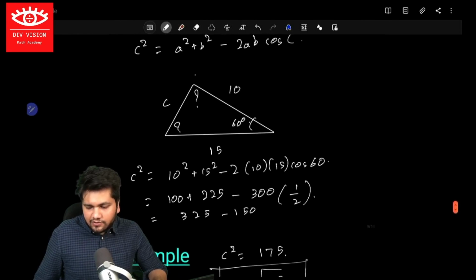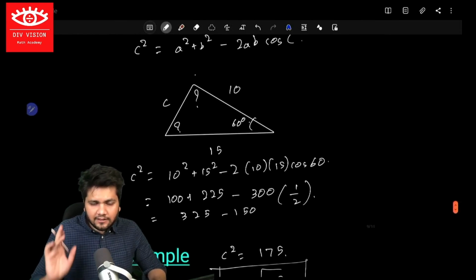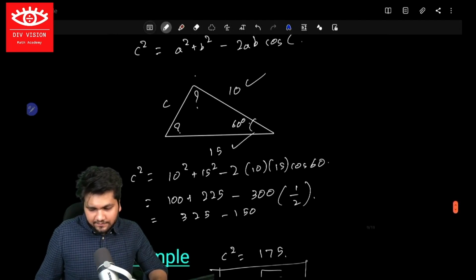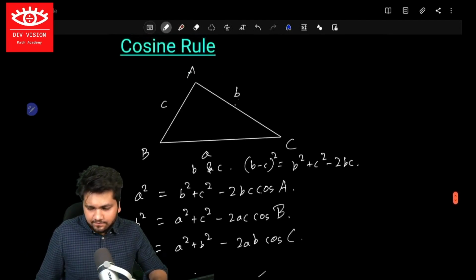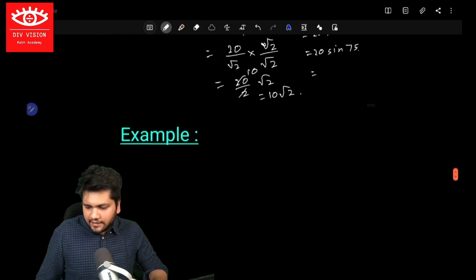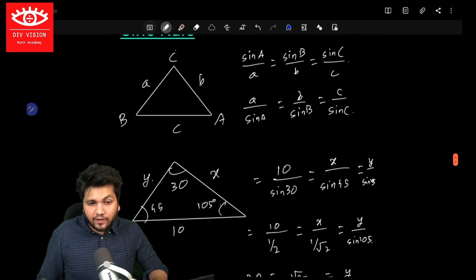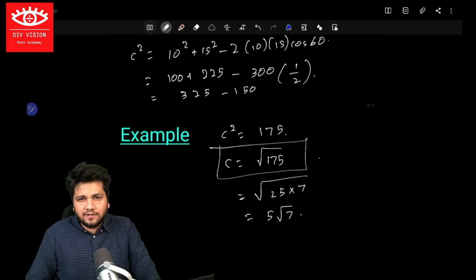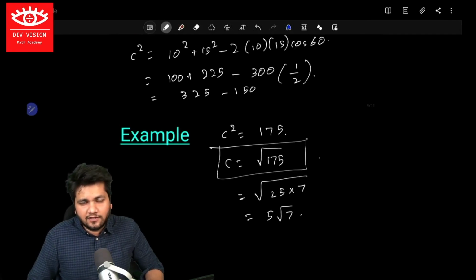So remember, cosine rule will be used wherever they will give you more number of sides. Like basically, see here they have given 2 sides and just 1 angle. On the other hand, if you see sine rule, they give you 2 angles and you just have to find the side length.